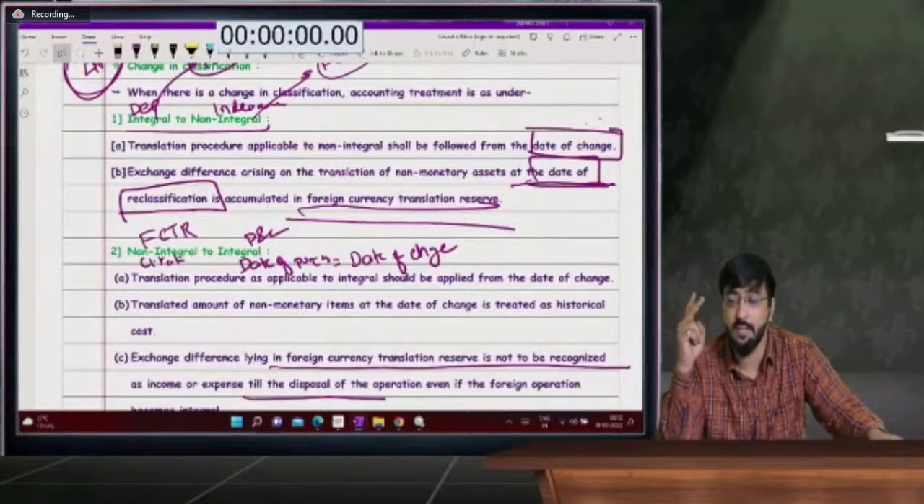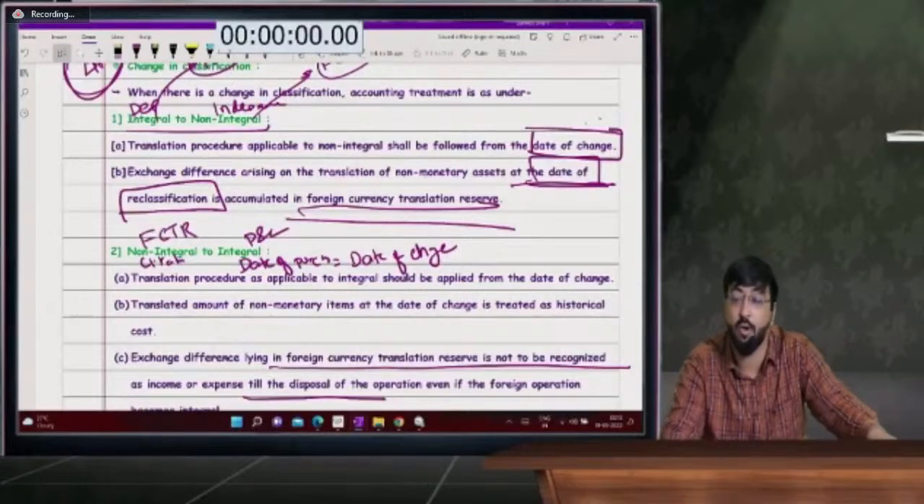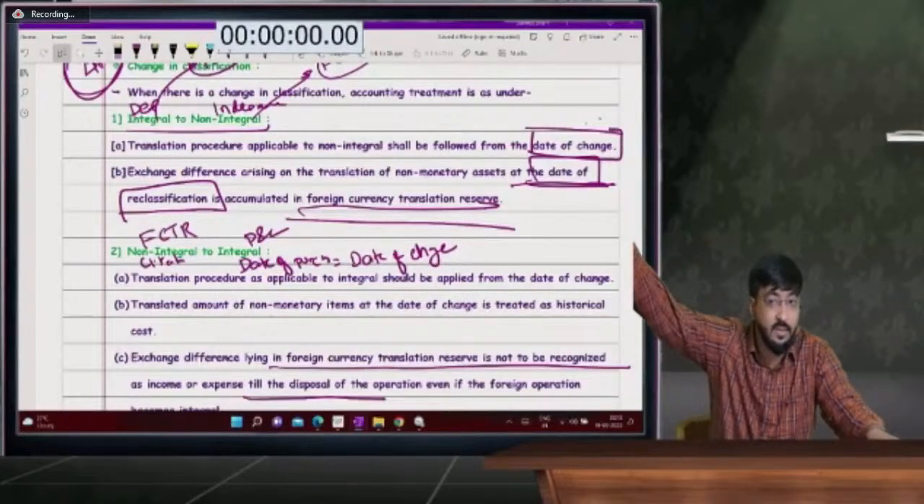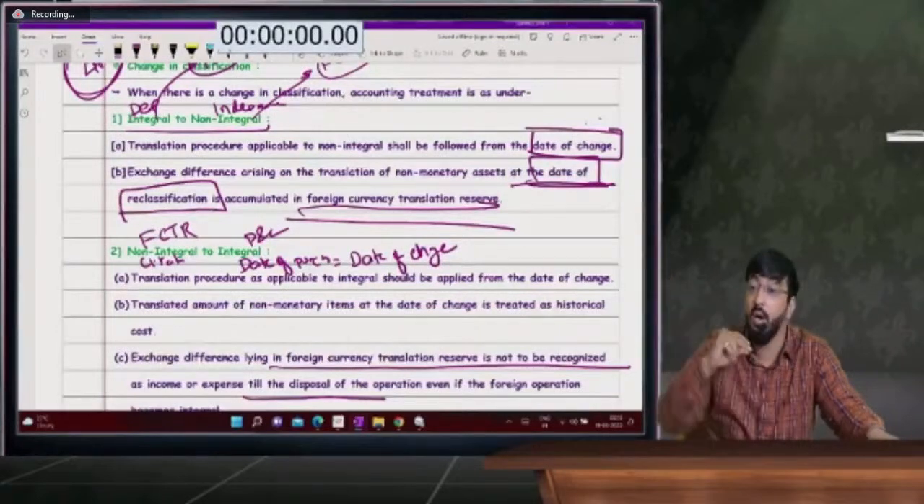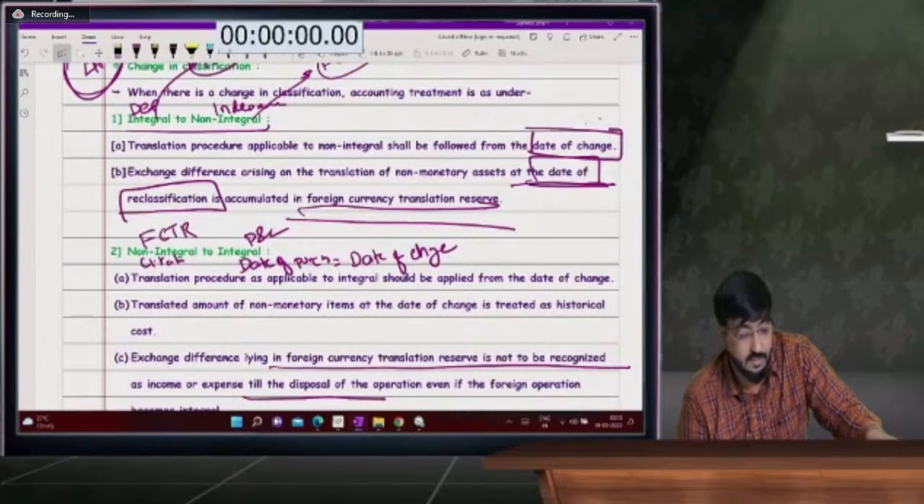So what is the basic difference between that? Integral foreign operations, your multiplication or division for non-monetary items. For monetary items, it will be a closing rate. For nominal accounts, it will be an average rate. But problem is for non-monetary items. For non-monetary items, you will multiply by the rate of date of purchase or date of issue. But in case of non-monetary items, in the case of non-integral foreign operation, you will consider closing rate. So difference is only there in non-integral foreign operation and integral foreign operation in case of non-monetary items. Other items, average rate for nominal and closing rate for monetary items. So there is no difference, but problem is for non-monetary items.